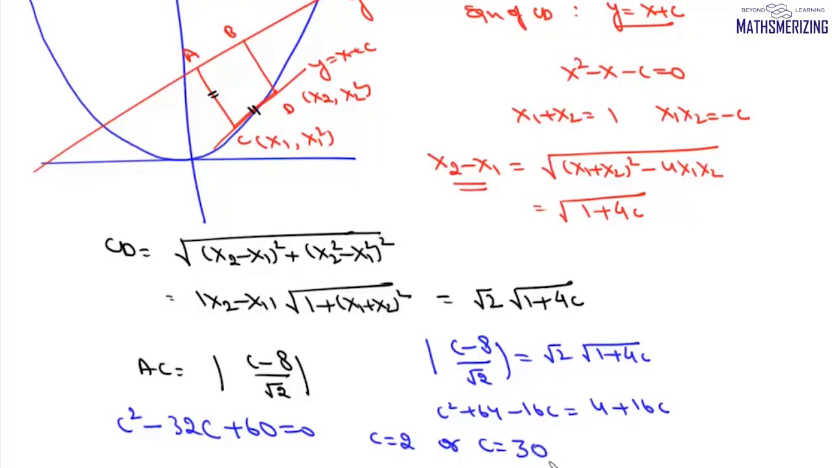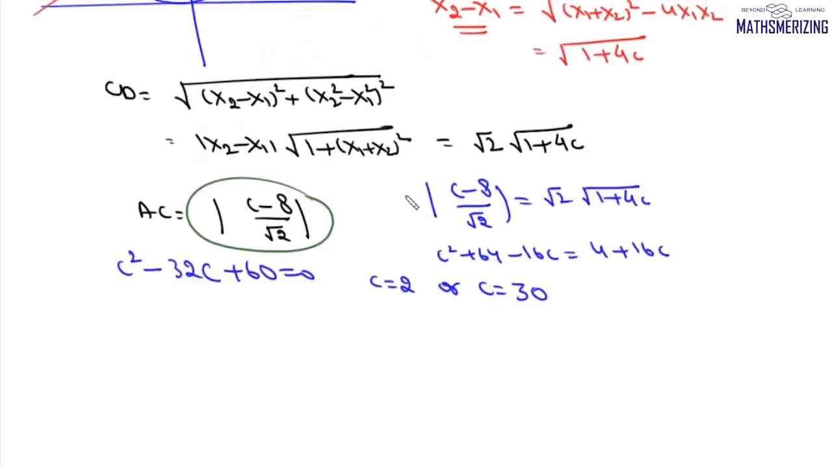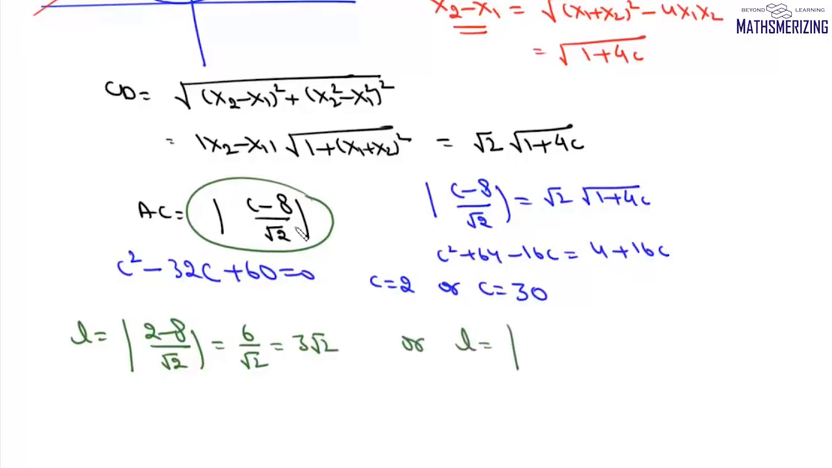Now we need to find length of this square. Now length of this square is mod of c minus 8 by root 2. So length of this side will be 2 minus 8 upon root 2, if c is 2, which is 6 upon root 2, that is 3 root 2. Or this length of the side of the square will be 30 minus 8, 22 upon root 2, which is 11 root 2. So there are two answers possible. Either this length is 3 root 2 or it is 11 root 2.